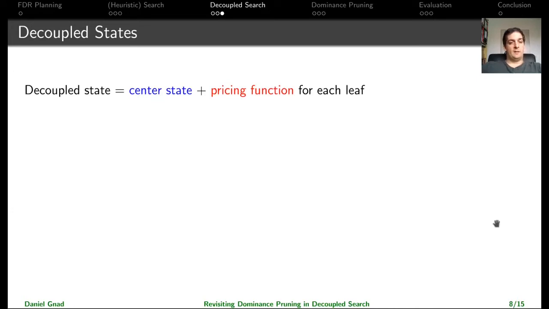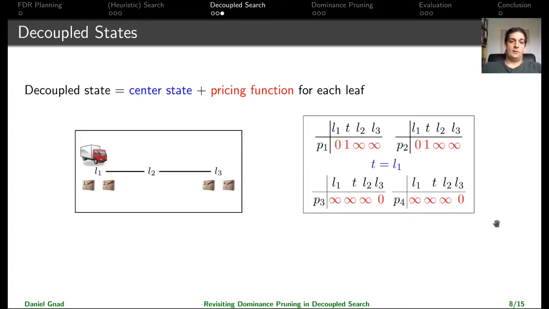How's that reflected in search nodes, so in decoupled states? Well, every decoupled state consists of a center state, and for each leaf, a pricing function, which doesn't really contain these compliant paths anymore, but only their cost. So if this is our initial state of the task, then this is what the initial decoupled state would look like. In the center state, we have that the truck is in L1, and for each of the packages, and for each state it can reach, we have basically an integer which tells us the price that we need to pay to reach that leaf state.